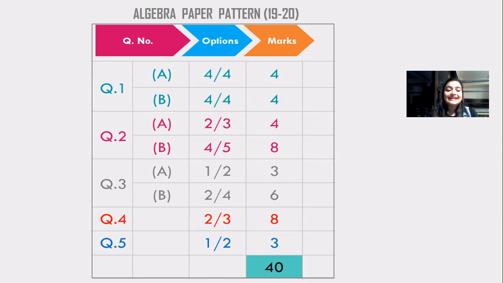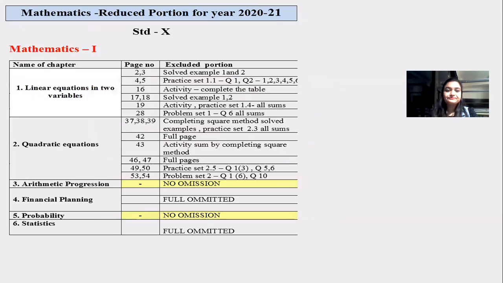In question 3A, you have to attempt 1 out of 2. In question 3B, you have to attempt 2 out of 4. In question 4, you have to attempt 2 out of 3. And in question 5, you have to attempt 1 out of 2. So the marks have also been mentioned over there. For your understanding, you can take a picture of it.